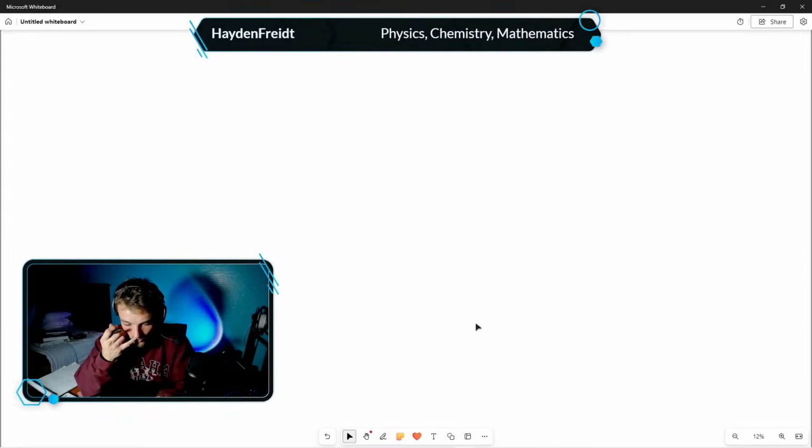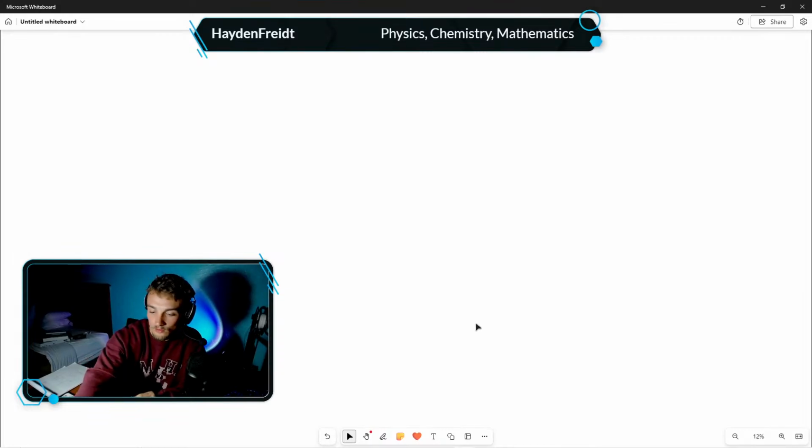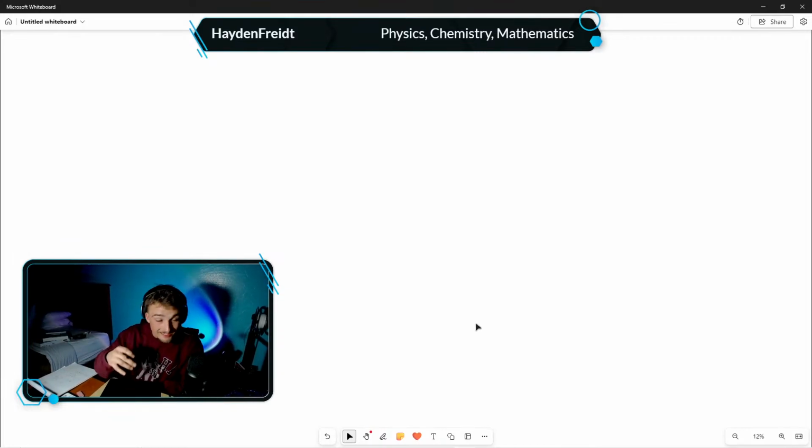Okay, we're gonna start drawing this circuit out now. Again, I'm gonna do my best, but I'm not very good with this Intuos pad. It kind of looks like shit, but we'll see. Let's see what I'm capable of doing.